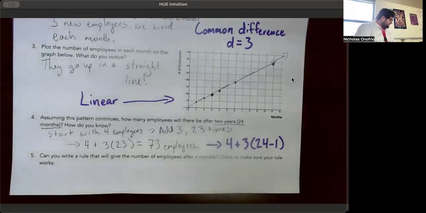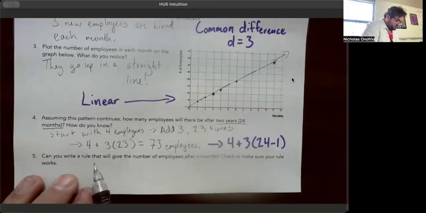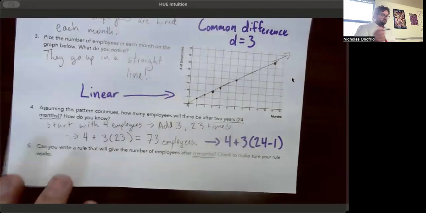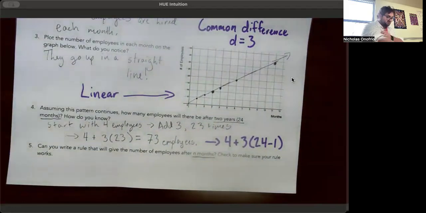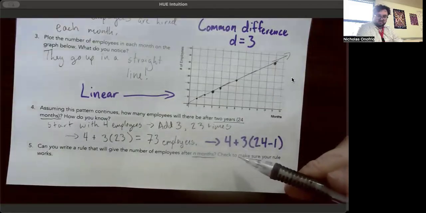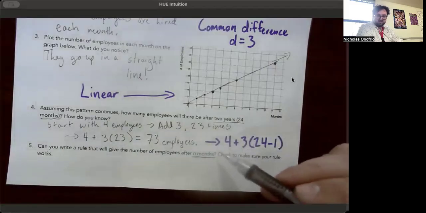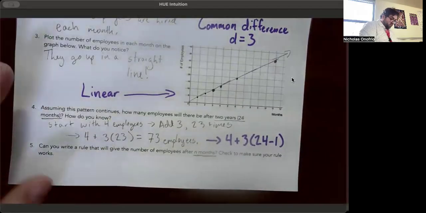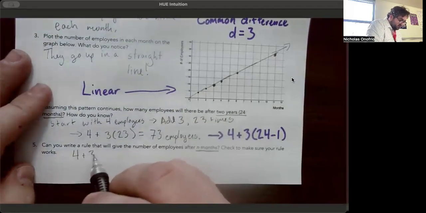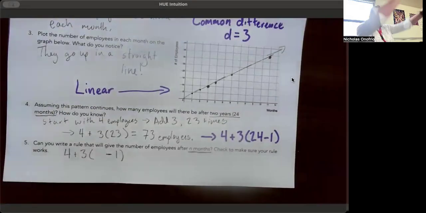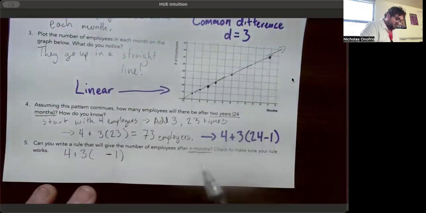Last but not least, let's talk about number 5. Can you write a rule that will give the number of employees after n months? Check to make sure your rule works. So this is kind of like the problem we just solved, right? Except this time, instead of giving us a number of months, they just give us n. So in theory, we can take this equation, 4 plus 3, parentheses, blank, minus 1, and instead of filling in the number of months of 24, we can just fill in n.